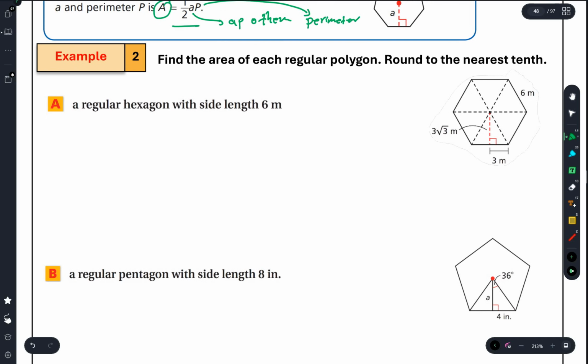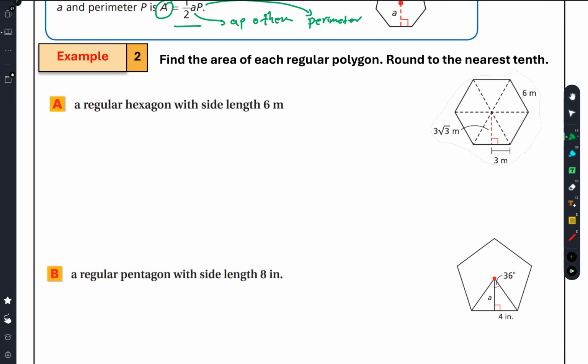Now, first example, students. The question says find the area of each regular polygon and round your answer to the nearest tenth. Students, we know that the rule is A equals 1 over 2 AP. The apothem given is 3 radical 3. The side given is 6.